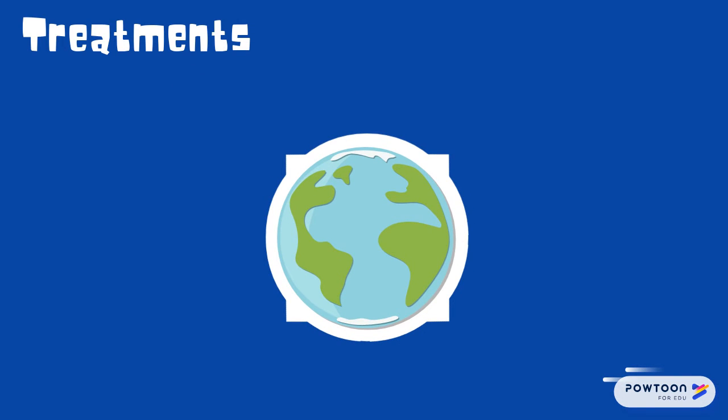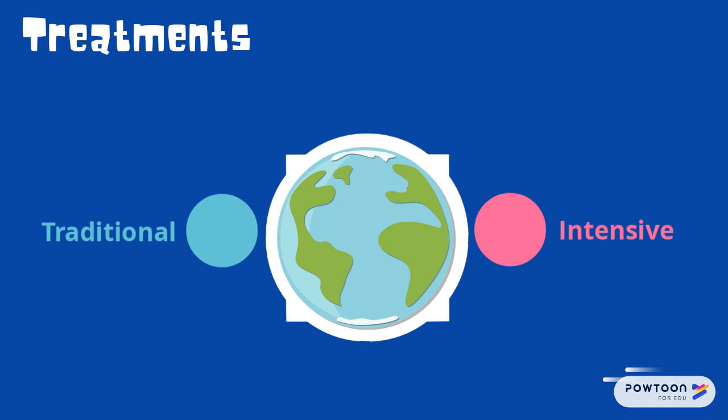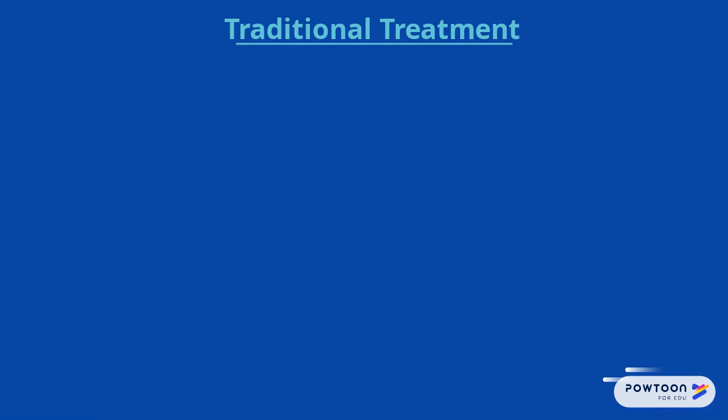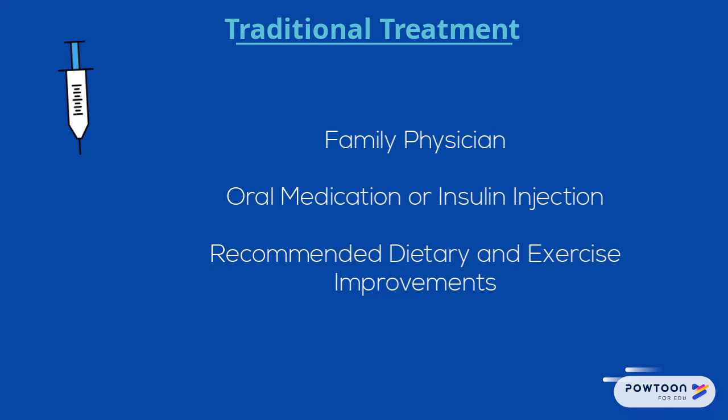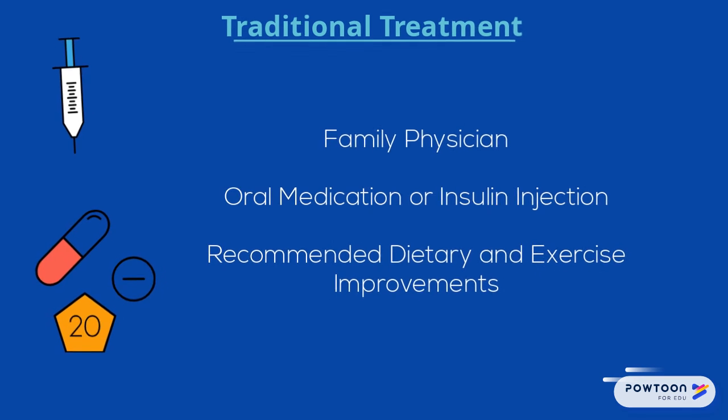There are 2 possible treatment plans that can be developed: traditional and intensive. Many studies have examined the differences between traditional treatment and intensive treatment regarding increased life expectancies and the differences in the prevalence of associated diseases. The traditional treatment approach typically involves family physician treatment only, usually with oral medication or insulin injections, with the potential of having a specialist referral if needed. There's also a recommended improvement in diet and increase in physical activity.